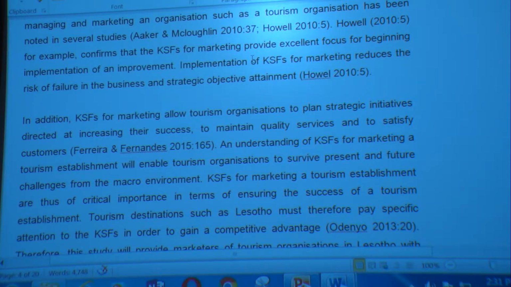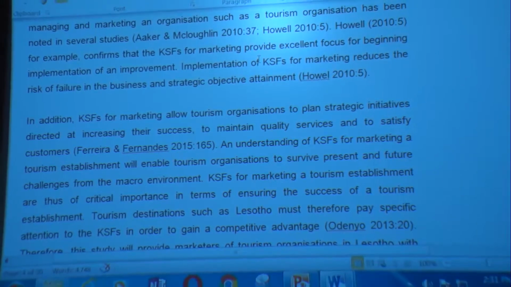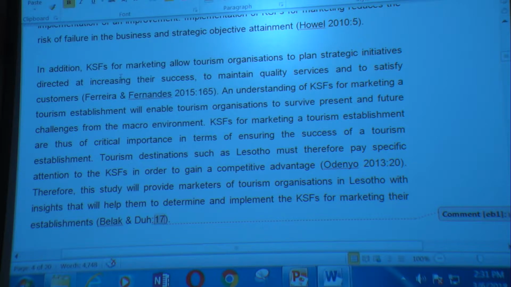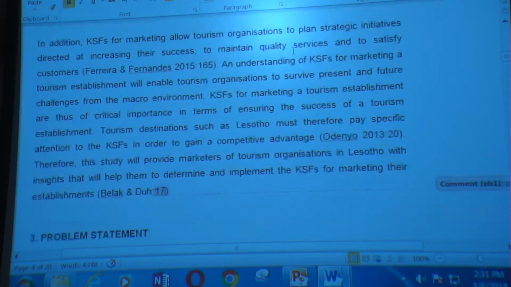For example, Howell confirms that the key success factors provide excellent focus for beginning implementation of an improvement. And it also reduces the risk of failure. So that also gives me the importance of this. In addition, it allows the organizations to plan strategic initiatives directed at increasing their success to maintain quality.